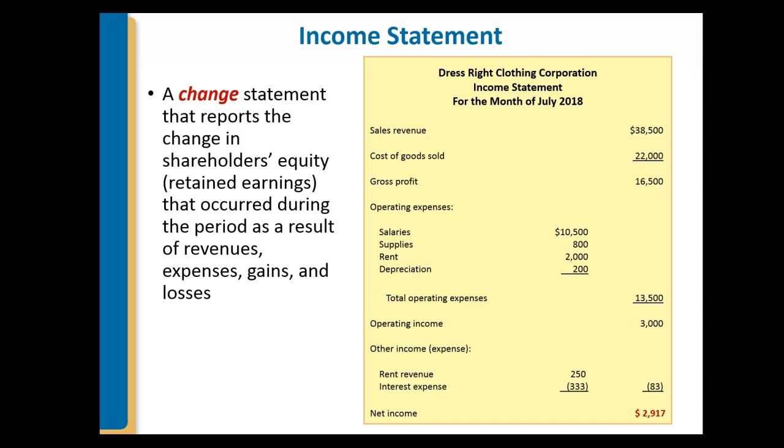Operating items include revenues and expenses directly related to the principal revenue generating activities of the company, while non-operating items include certain gains and losses, revenues, and expenses from peripheral activities. So for Dress-Right Clothing, rent revenue and interest expense are non-operating items because they don't relate to the principal revenue generating activity of the company, which is selling clothing.